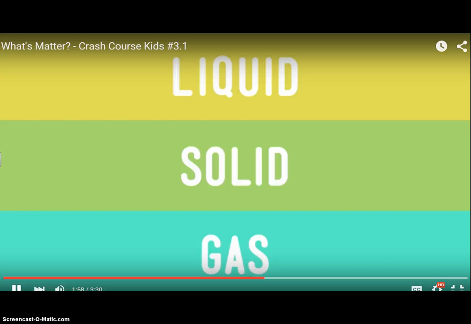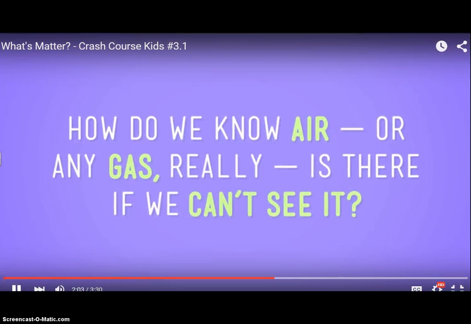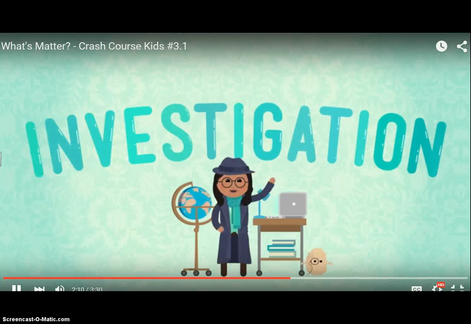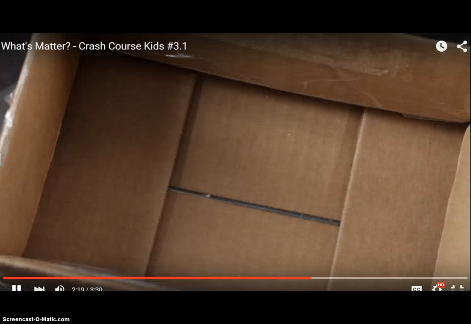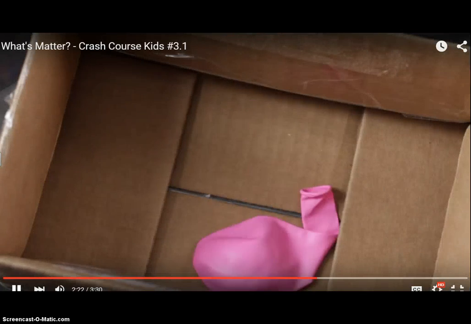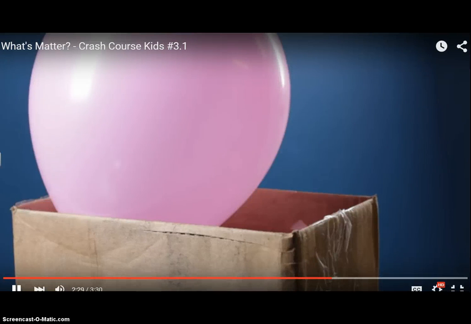And I probably know what you're thinking. How do we know air, or any gas really, is there if we can't see it? Well, we can prove it by doing an experiment. Science. Let's start by asking the question, is air matter? Because if it is, it should take up space and have weight, right? To see if air takes up space, look, I can easily drop an empty balloon into this little box, but a full one won't fit. That's because the air that fills the space inside the balloon is bigger than the space inside the box.